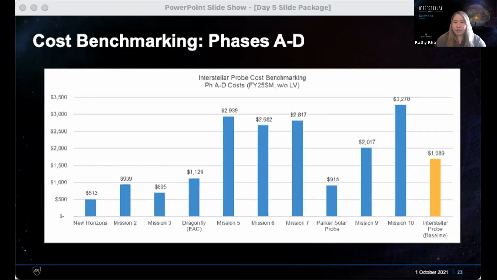We have other missions on here that we made anonymous for now, since we're not sure if we're able to release that data yet because it is cadre protected data. But these other missions are other large strategic missions. So if you look at how we compare to those, we're actually fairly in the middle in terms of our development costs. Next slide, please.